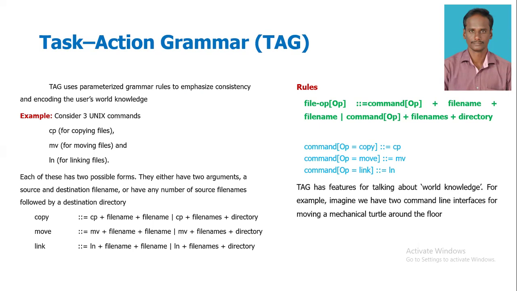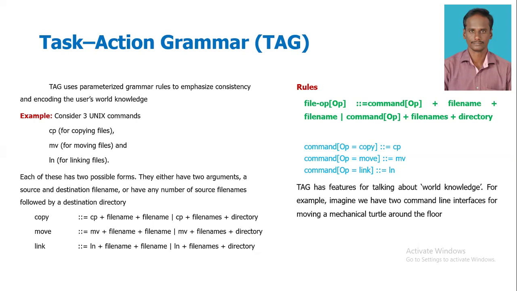TAG uses parameterized grammar rules to emphasize consistency and to encode the user's world knowledge. For example, consider the Unix commands cp, mv, ln. cp is used for copying files, mv is used for moving files, and ln is used for linking files. Each of these has two possible forms. They either have two arguments, a source and a destination file name, or any number of source file names followed by a destination directory, as given below.